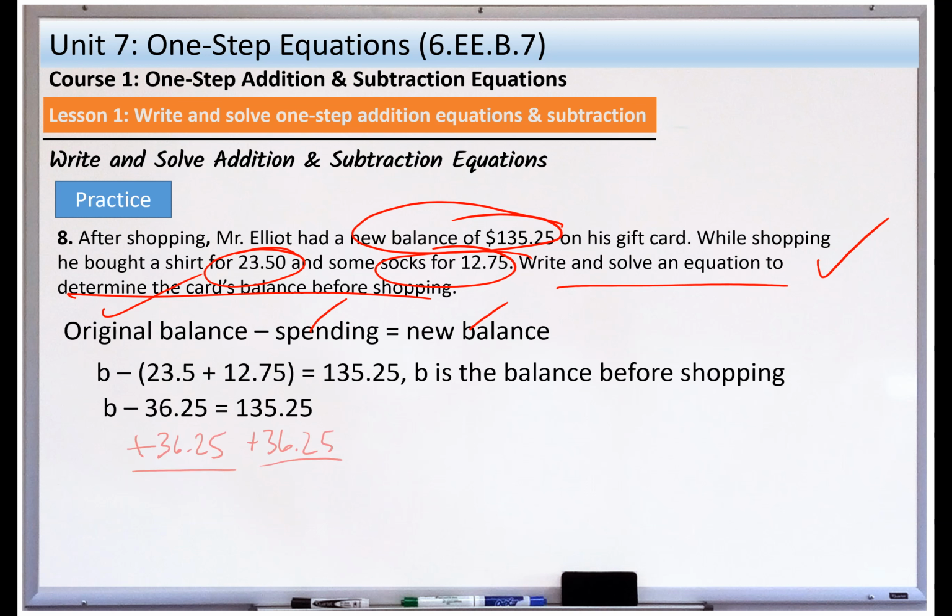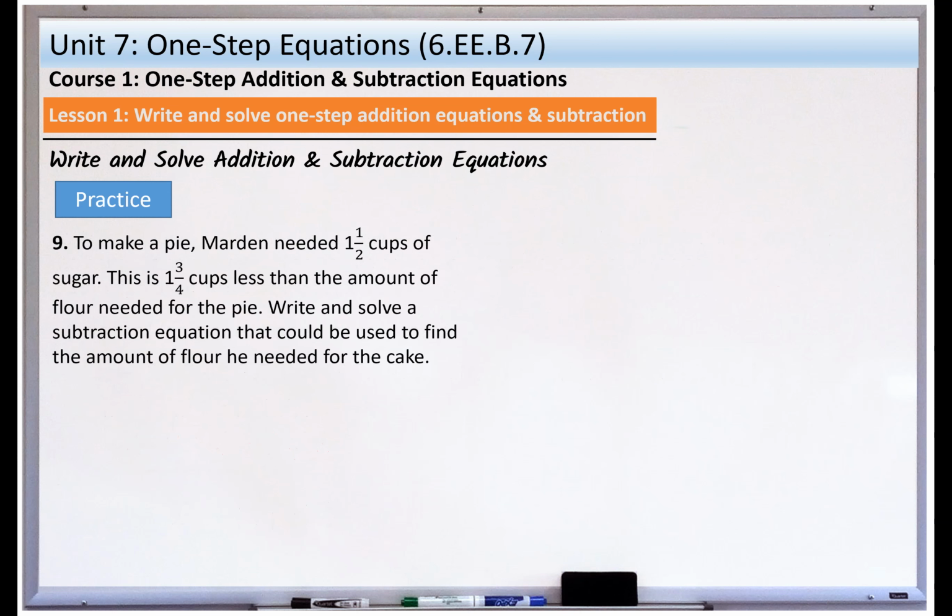So I want to add 36.25 to both sides. And he started off with $171.50 on his card before he bought the shirt and the socks. And finally, guys, I think this is our last one. And no, I didn't ask you to do that one.